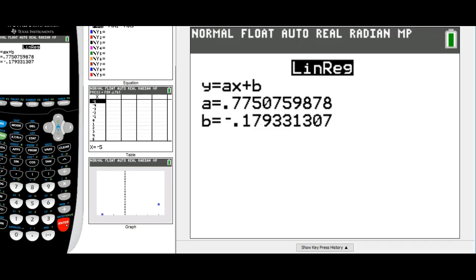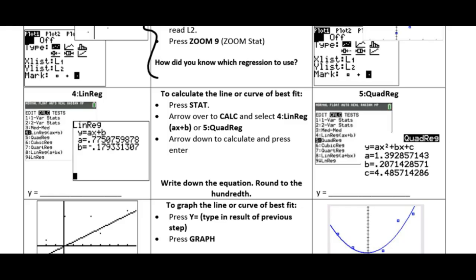It calculates your M, which is in here, it's your A. It even shows you the equation, y equals ax plus b. And then your b is -0.1793310. So we would just go ahead and round that. So y equals 0.78x minus 0.18. And notice I said to round to the hundredths.